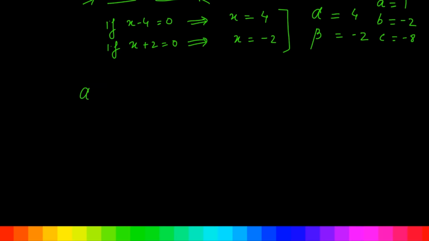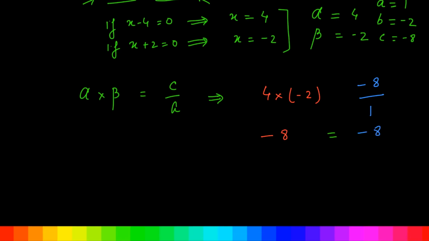We also know that alpha multiplied by beta is equal to c over a. Putting the values, alpha is 4 and beta is minus 2. c is minus 8 over a, that is 1. On simplification, 4 multiplied by minus 2 is equal to minus 8 and minus 8 over 1 is minus 8. Hence, the relationship of product of two zeros is also verified.